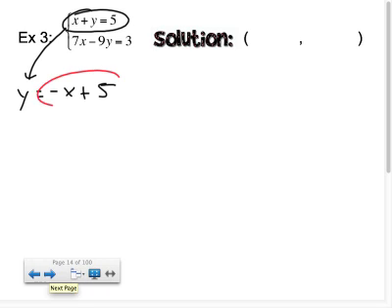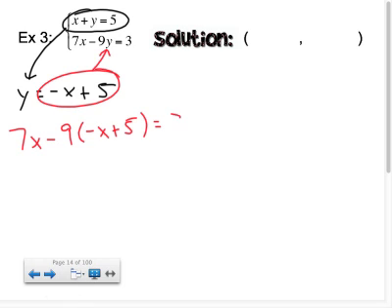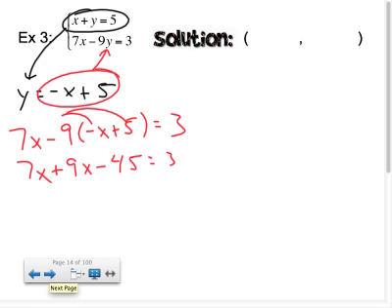And now this guy here is what I'm going to use to plug in for y there. Okay, so I have 7x minus 9 times negative x plus 5 equals 3. And now I can solve for x. Okay, so 7x, distribute your negative 9, so you get positive 9x minus 45 equals 3.